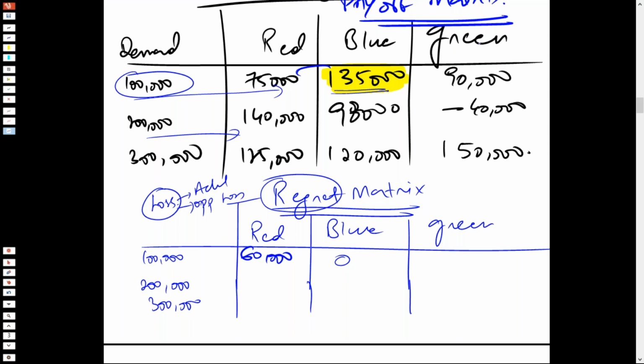Now, the third one of them is, I could have earned 135, but I have only earned 90, so there is actually a regret of 45,000.